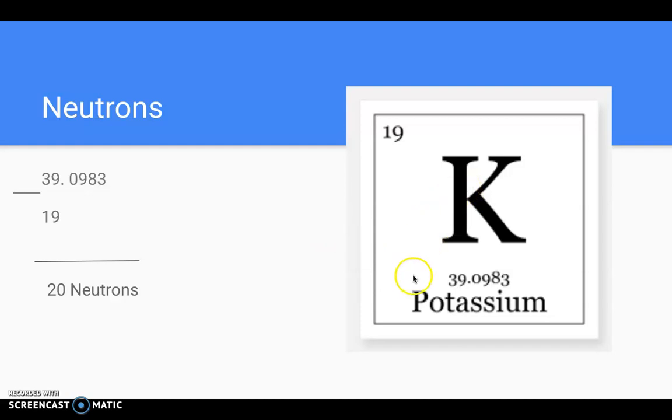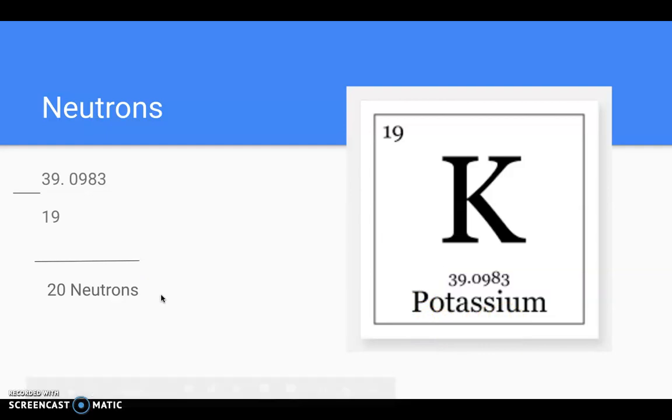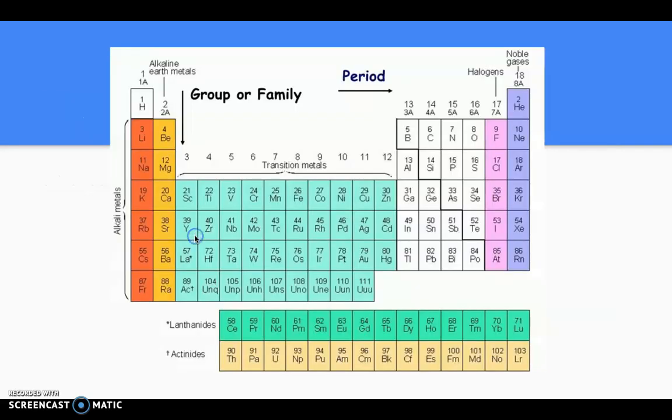Sometimes the symbol does not really match the name of the element. That's because the element symbols are derived from Latin. They're not derived from English. Medieval Latin describes potassium as kalium, believe it or not, and that's where the K is coming from.